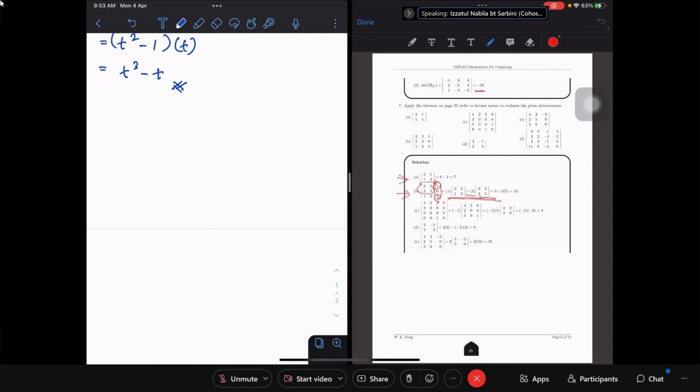D as usual, just cross multiply and then minus. And this one, cross multiply and minus. They choose this one. They choose the third row here, and then they choose third row. That's why 3 times with 3, negative 3, 5, 0. So you have 45. Okay.